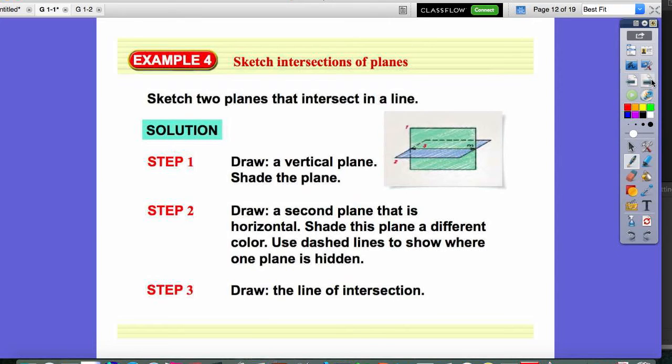Okay, now sketch two planes that intersect in a line. So basically, and I talked about this earlier, was trying to visualize this for you. There is a vertical plane that's green and a horizontal plane that's blue. It's shaded a different color. Okay, use dashed lines, so they use dashed lines to show where that plane is kind of hidden. Then they draw the line of intersection. It's a little hard to see it there, but it's line M.